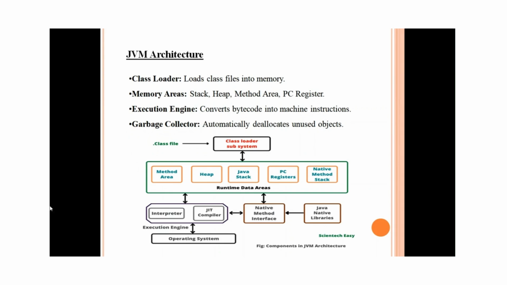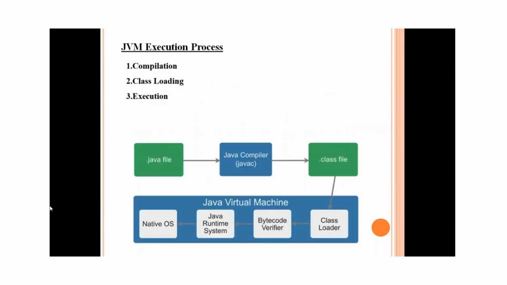First of all, the .class file is sent to the class loader subsystem, which sends the data to the runtime data areas, and later the runtime data area sends the data to the Java native interface, which also has the Java libraries and more. Later the data is sent to the interpreter or JIT compiler. Both of these are together known as the execution engine. After the complete execution of the code, it returns the data to the operating system.